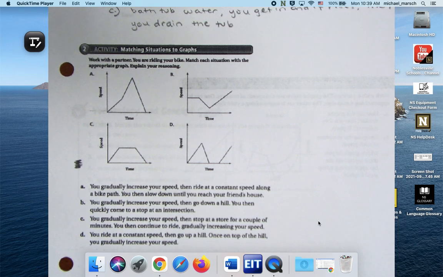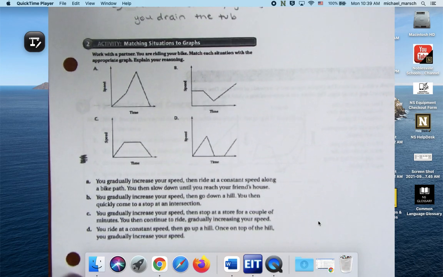Well, you have to read the story. So, like, which one matches with you gradually increase your speed, then ride at a constant speed along the bike path, then you slow down until you reach your friend's house. Right? So, which one would that go with? Nope, I don't want you to tell me. You guess. Write in pencil, and then we'll talk.